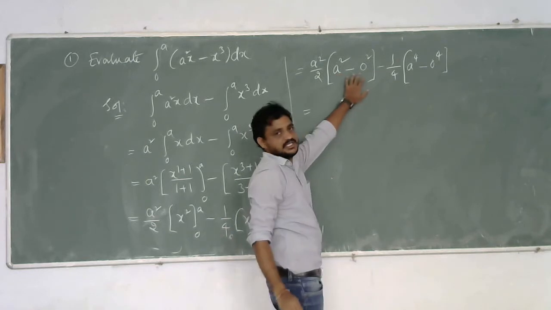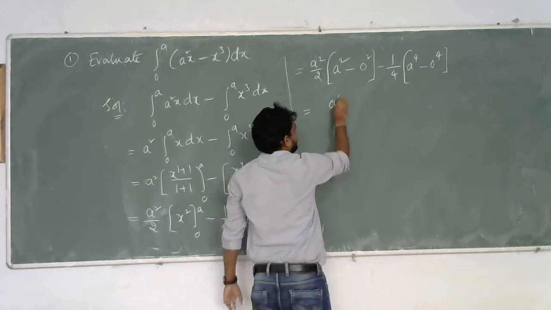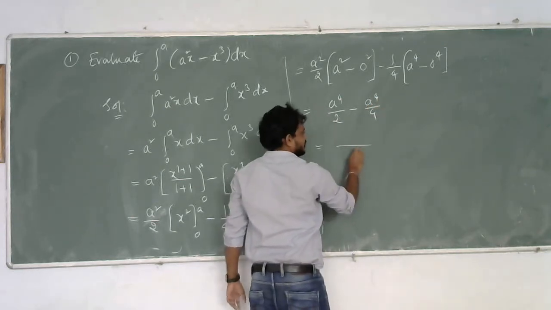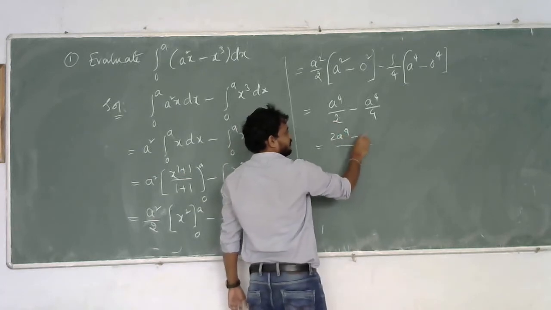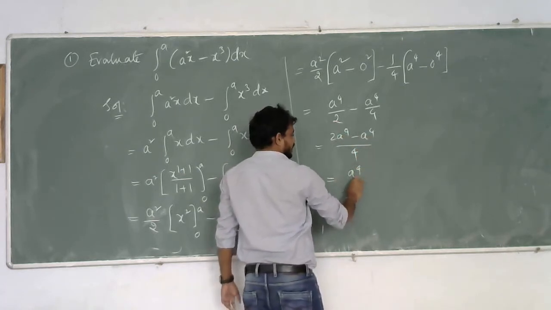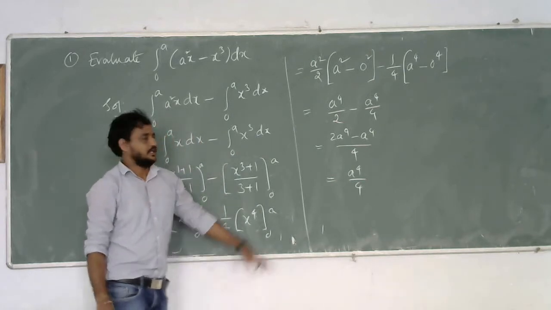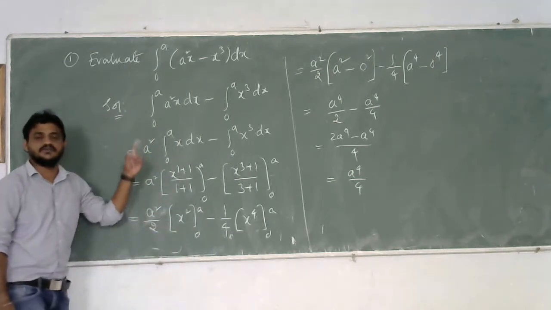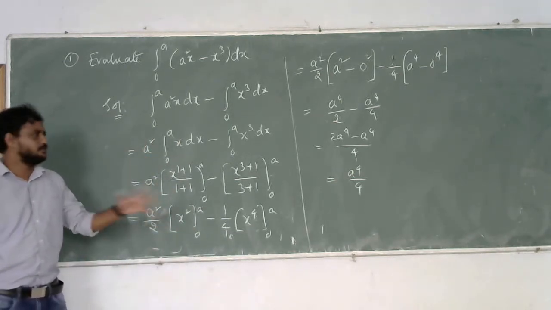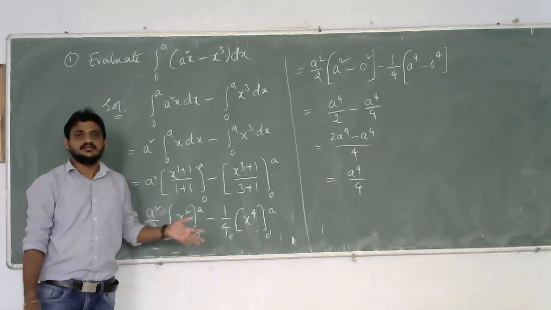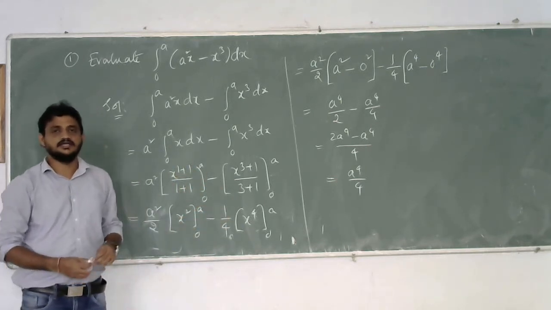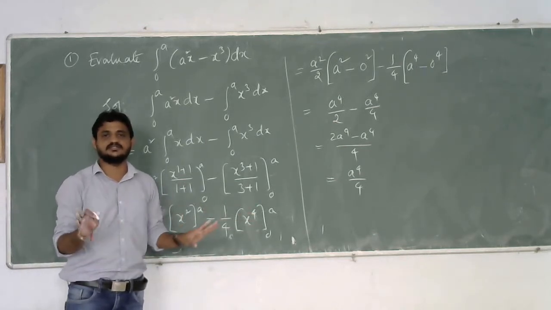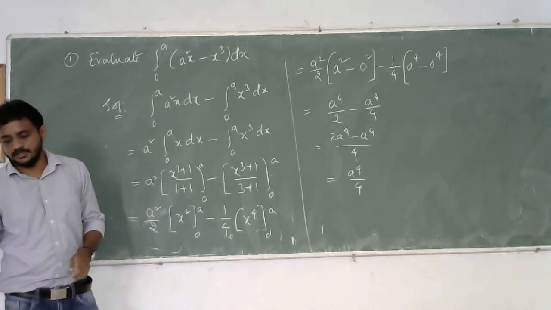Here a square minus 0 is a square. So a square will be a square. a to the power of 4 by 2 minus a to the power of 4 by 4. Take the LCM. So 4 is the LCM. 2 into a to the power of 4 minus a to the power of 4, that equals a to the power of 4 by 4. Here a is a constant, which is an exact value. That is the integral of the given function. Okay. Simple problems which we have already solved in unit 1. Just the difference is we are applying limits after integration. That's the difference. Right? So let us see one more problem here.